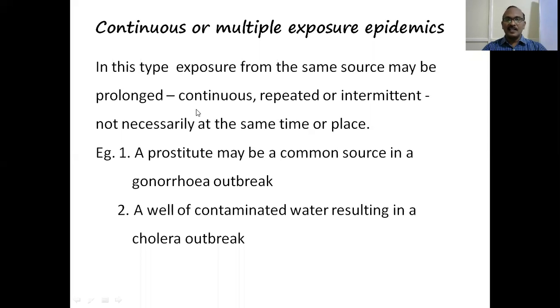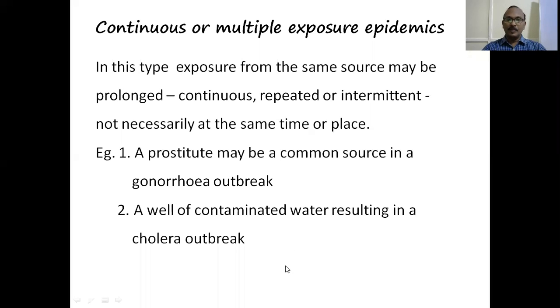So what we need to understand is that the exposure from the source can be continuous, or it can be repeated or intermittent. An example is that a prostitute can be a common source in a gonorrhea outbreak. A prostitute may infect a client continuously in the same locality, or maybe in different localities. Likewise, a well of contaminated water can result in a cholera outbreak. The people who drink water from this well get exposed to this particular infection.